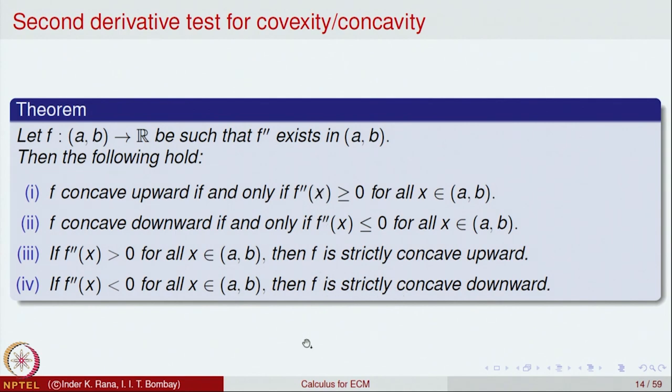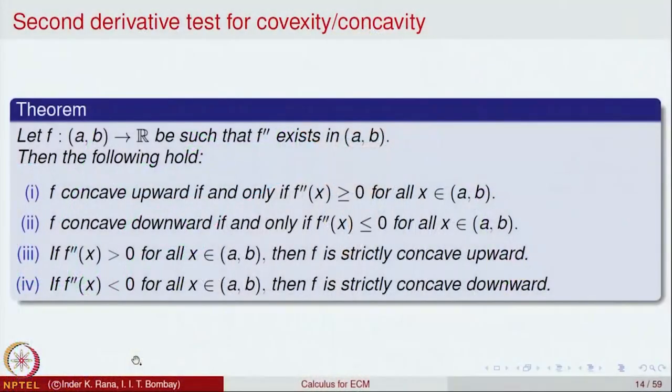So, this theorem is useful in finding out when a function is strictly concave up or concave down, and it is applicable when the second derivative of the function exists. We had also defined what are called the points of inflection for a function. What is a point of inflection? Points of inflection are the points where the function changes its nature from strictly concave up to strictly concave down, or from strictly concave down to strictly concave up. Those are the points which are called points of inflection.